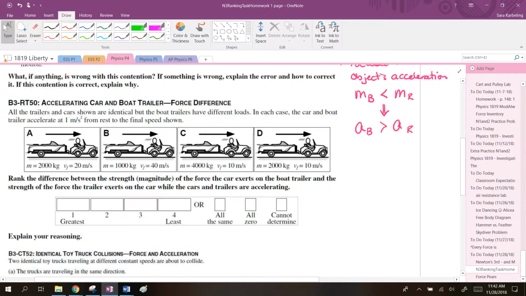Yes. Well, what it says on the probability part of the life. Yeah, what? Force the car exerts on the boat and the force the trailer exerts on the car. Because we don't know complications.